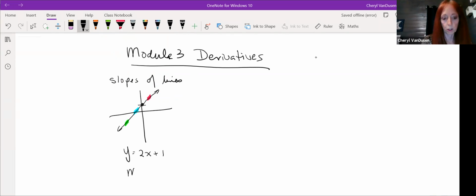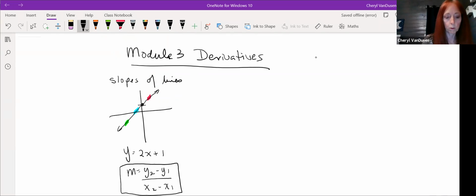It might be good for you to note that you will have to use the slope formula for some of the introductory questions in the module. So there's the slope formula, and you'll see us do a few questions surrounding the slope.